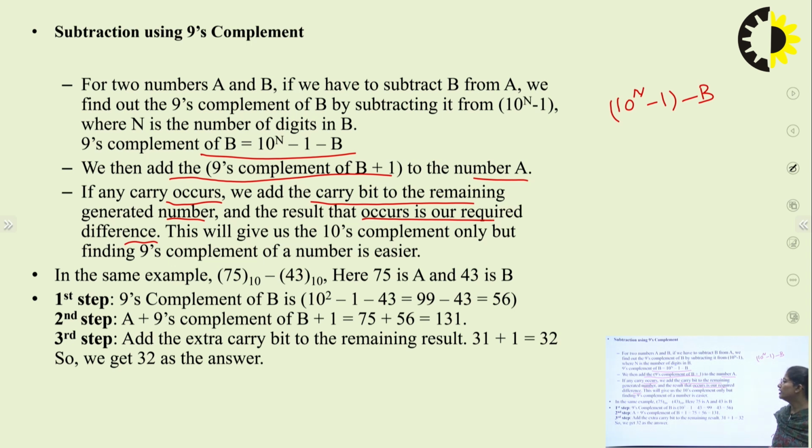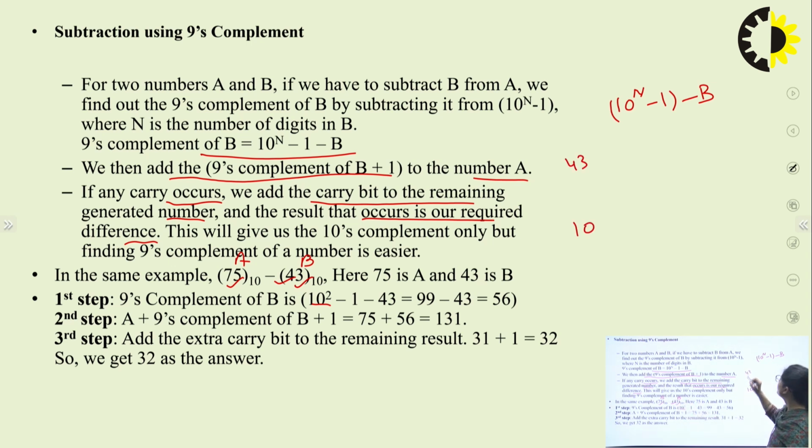How will we do it? Like we have the number 75 again and 43 again in base 10. So these are decimal numbers. 75 is equal to A and 43 is equal to B, and we have to perform A minus B using 9's complement. In that case, we first calculate the 9's complement of 43, which is 10 to the power n. The number of digits in the number is 2.